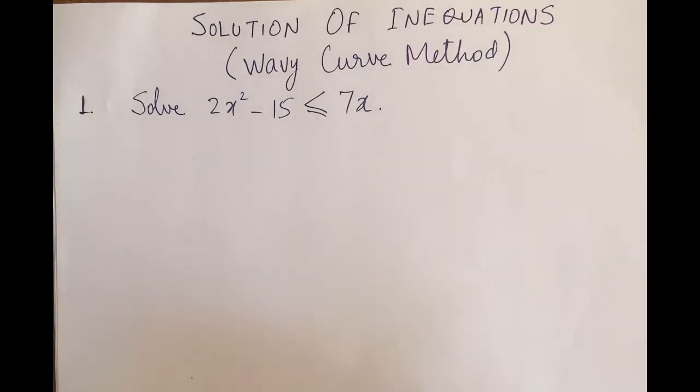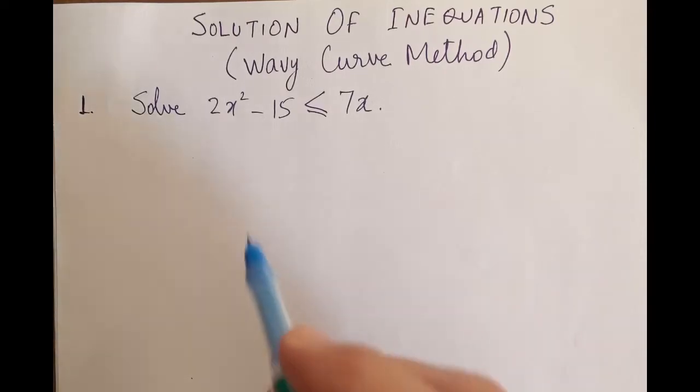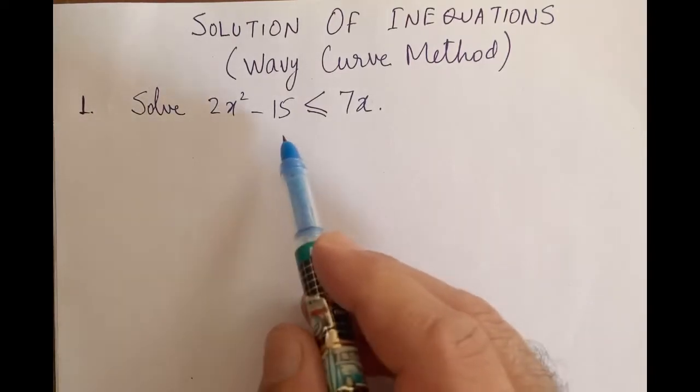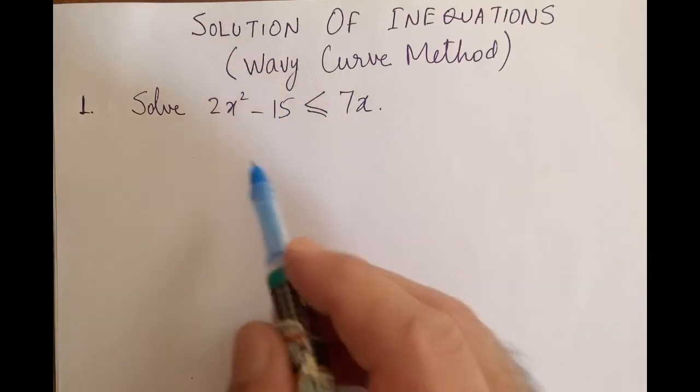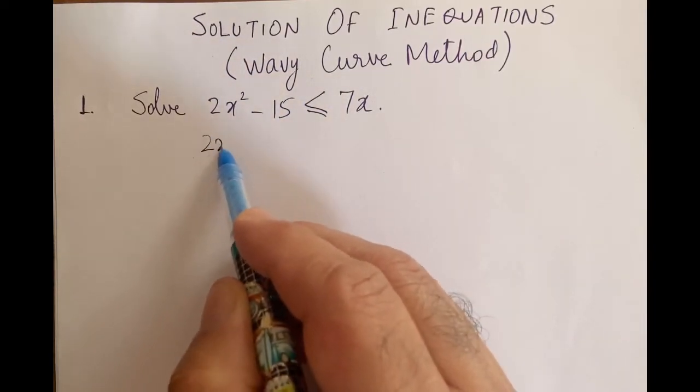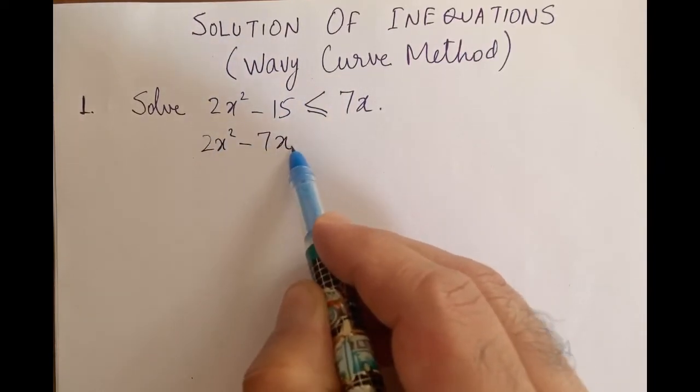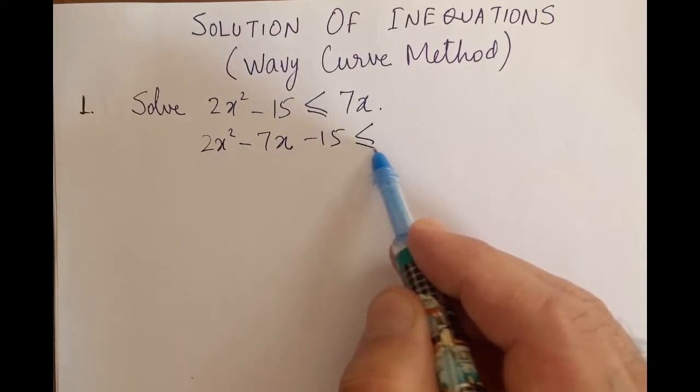The next application which we will cover will be increasing and decreasing of functions. For that we need a revision of the wavy curve method, which is for the solution of algebraic inequations. So let us revise today. First one is 2x square minus 15 less than or equal to 7x. This is 2x square minus 7x minus 15 less than or equal to 0.